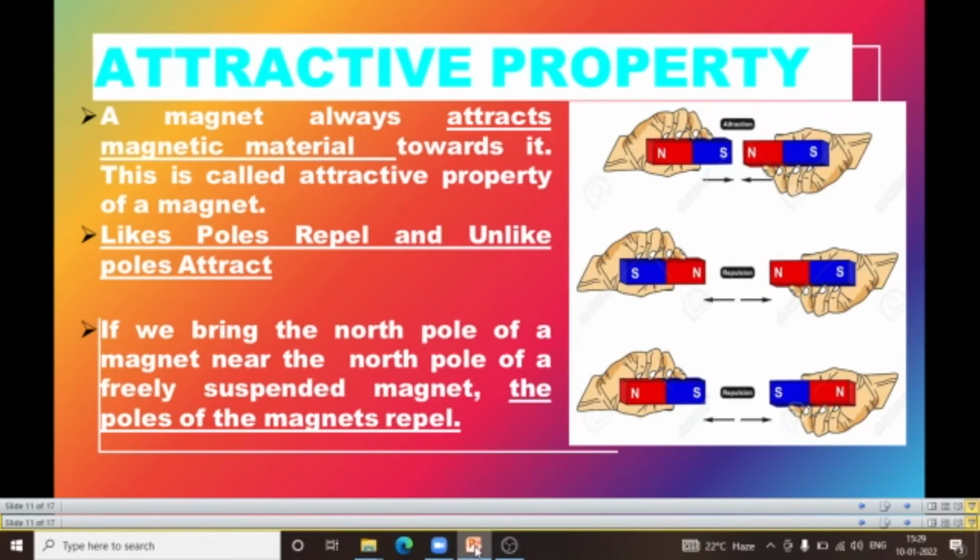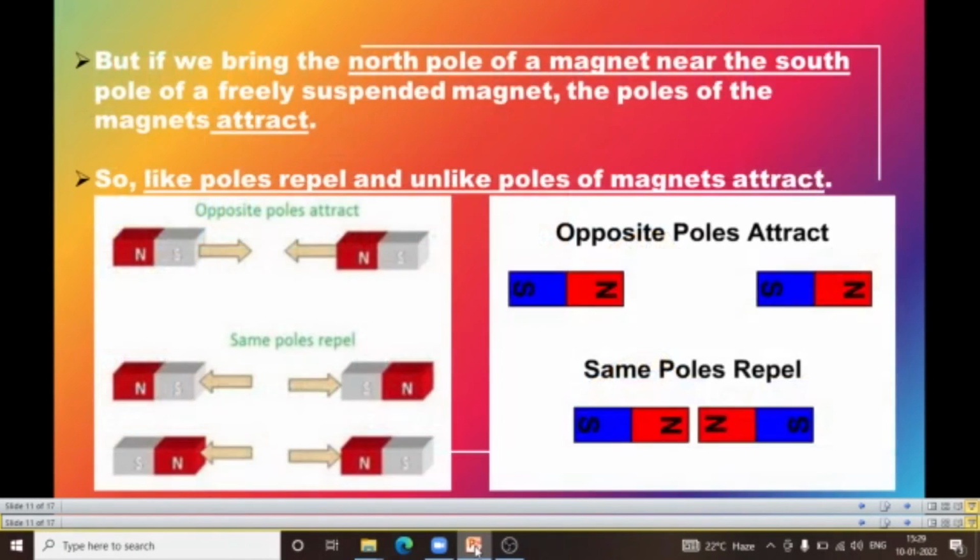Okay, let's have an example. If we bring the north pole of a magnet near the north pole of a freely suspended magnet, the poles of the magnets repel. But if we bring the north pole of a magnet near the south pole of a freely suspended magnet, the poles of the magnets attract. So, like poles repel and unlike poles attract.